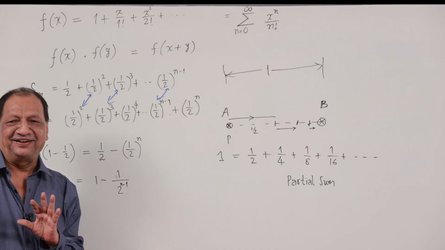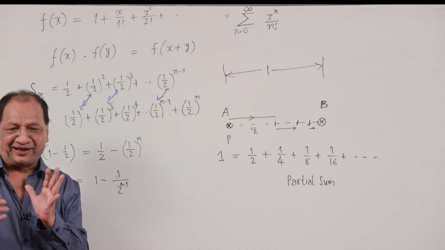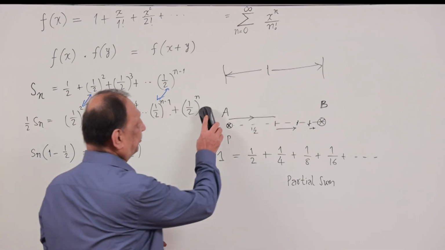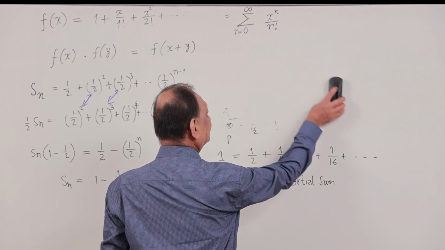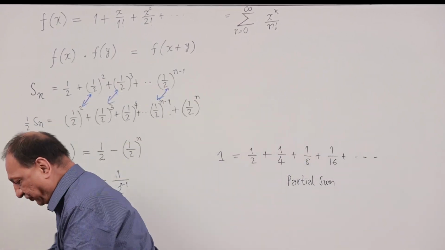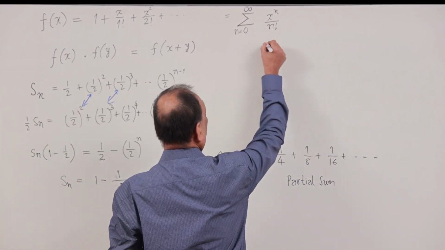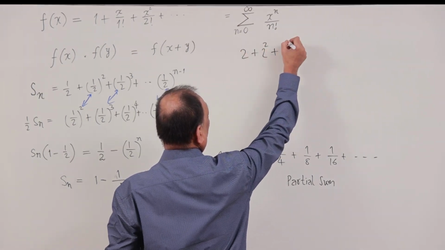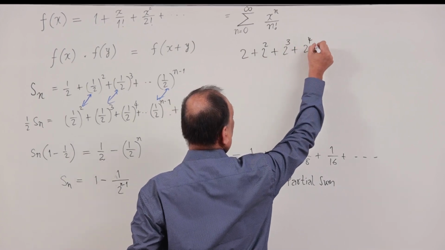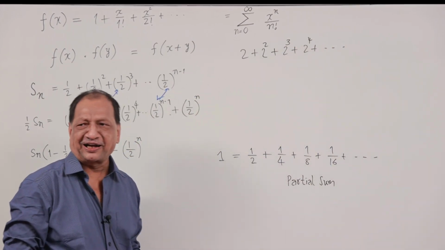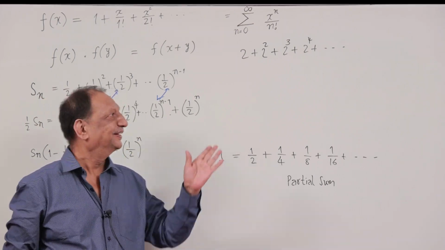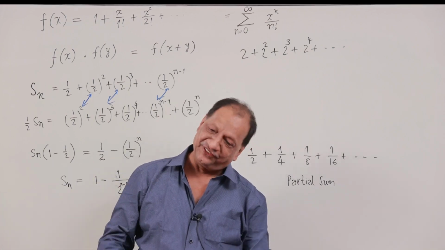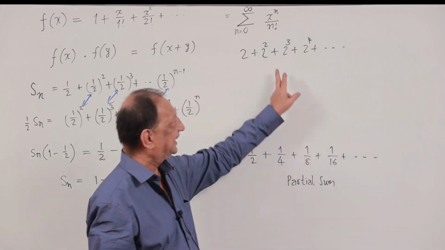So the geometric series is convergent in a reserved manner, because instead of having powers of half, if I had powers of 2, what would happen? That means if I had 2 plus 2 squared plus 2 power 3 plus 2 power 4, etc. Is that convergent or not convergent? Definitely not convergent, because each term itself goes to infinity. So the total of so many infinities is still infinity, obviously. So this is a divergent series.